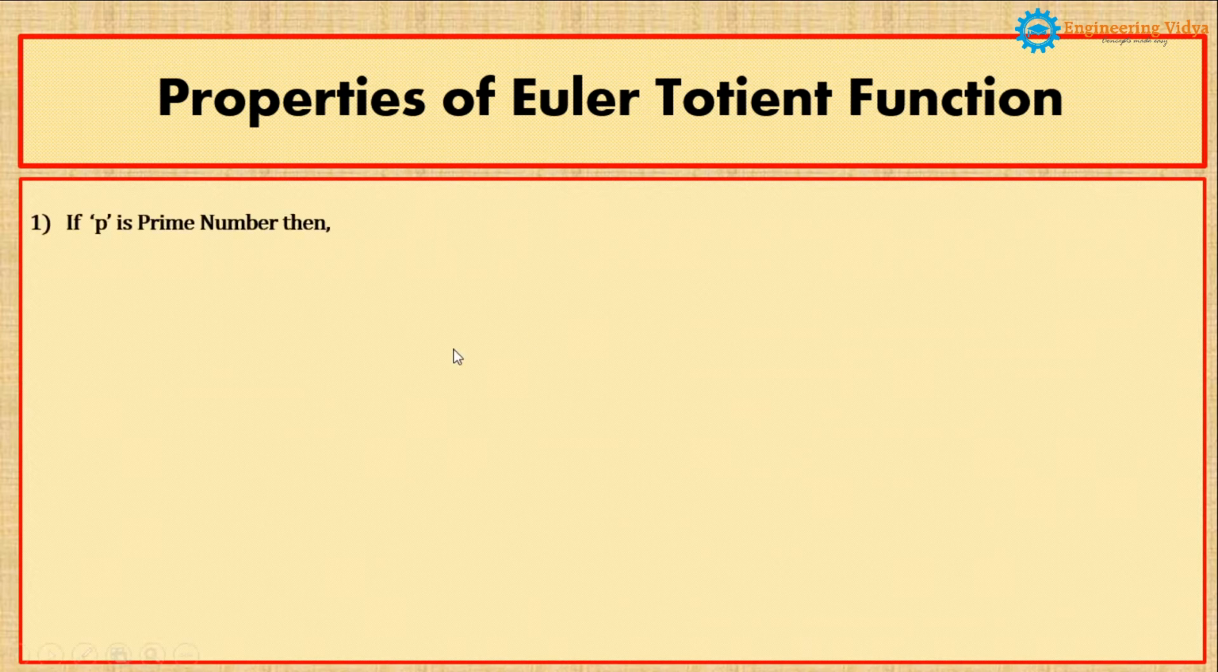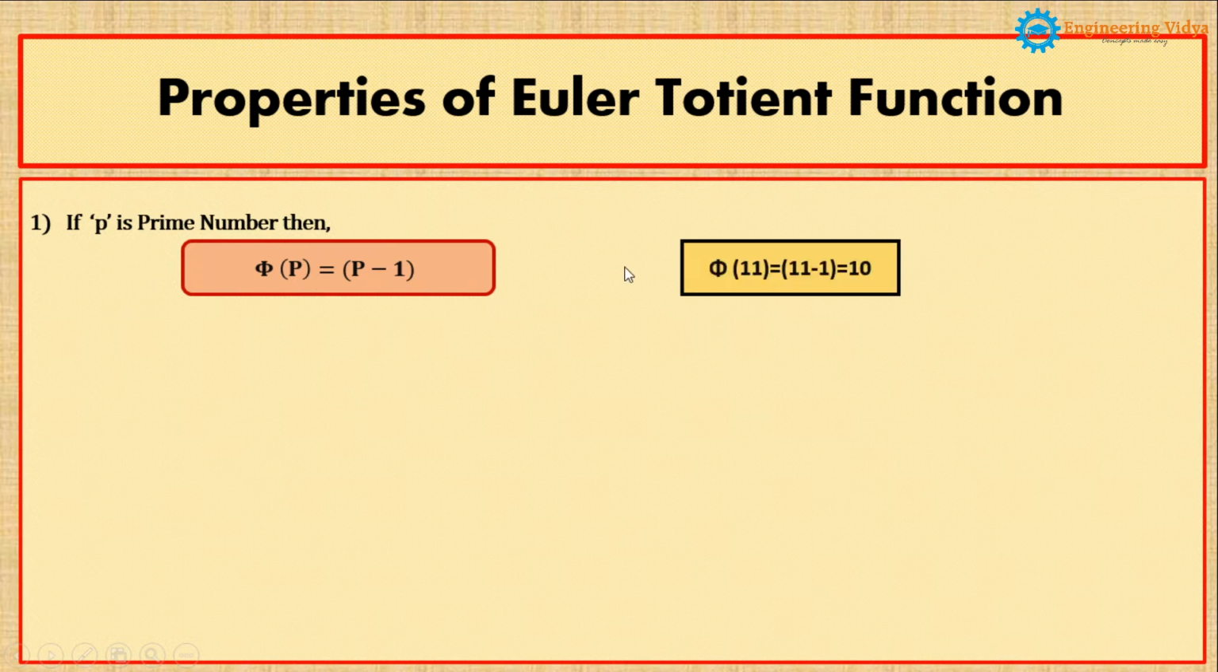The first property says that if p is a prime number, then phi of p can be evaluated using the formula p minus 1. For example, suppose we want to calculate phi of 11. First of all, we check: is 11 a prime number? Yes, here 11 is a prime number. So we can apply this formula.